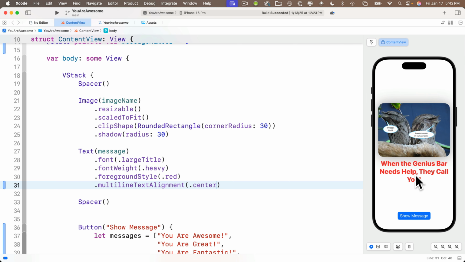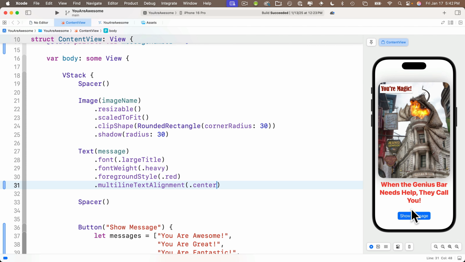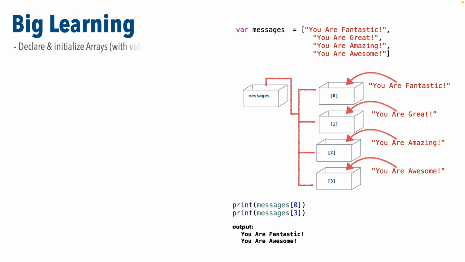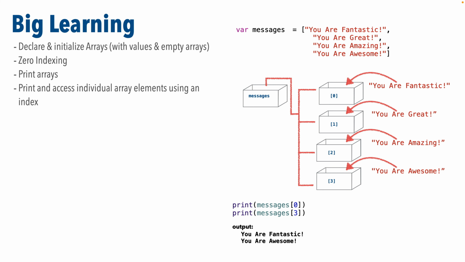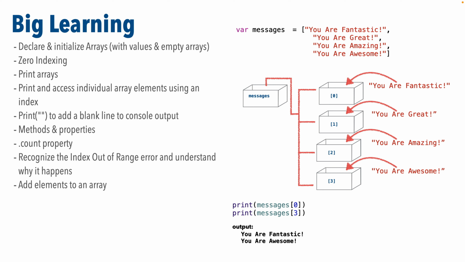So nice work. Your coding skills are getting super strong, Swifter, and in this lesson we had an array of big learning. We learned to declare and initialize arrays with values and as empty arrays. We now know about zero indexing. We printed arrays. We printed and accessed individual array elements using an index. We used print empty string to add a blank line to console output. We learned about methods and properties. We used the array.count property. We committed the index out of range error and now understand why it happens, as well as how we might think about fixing that error.